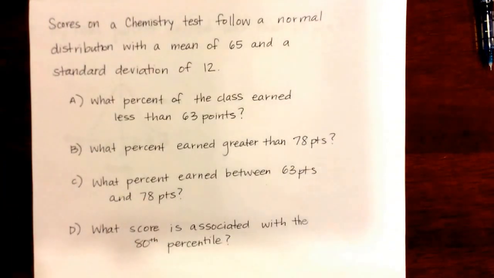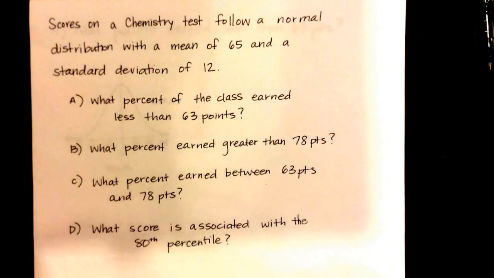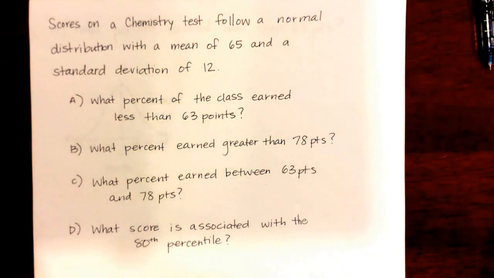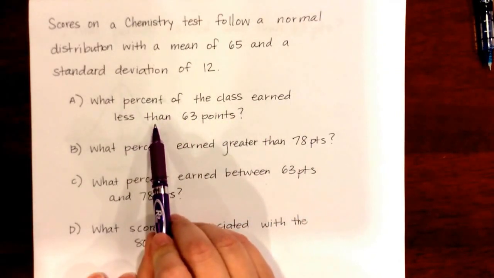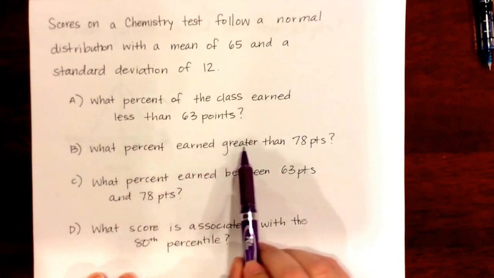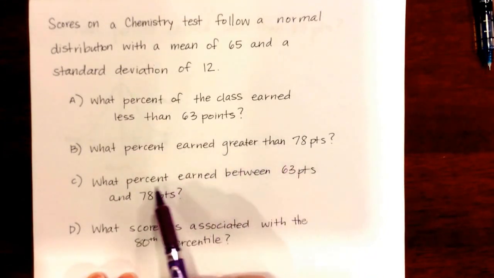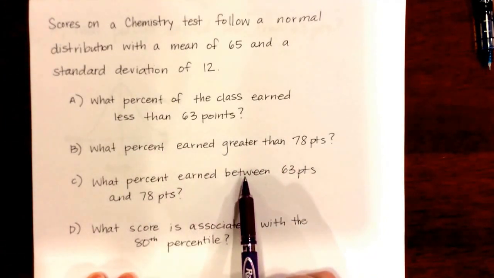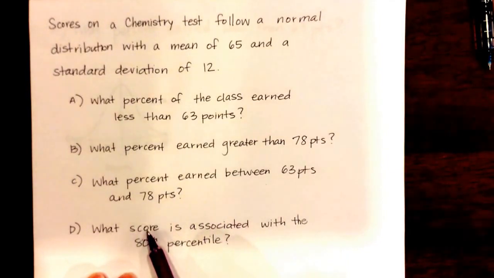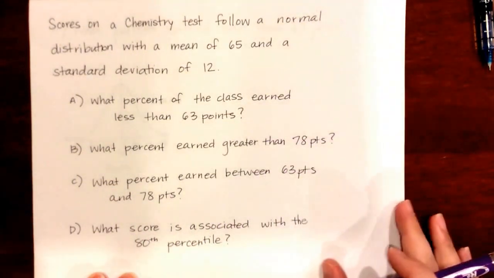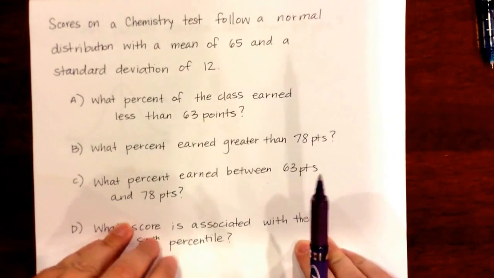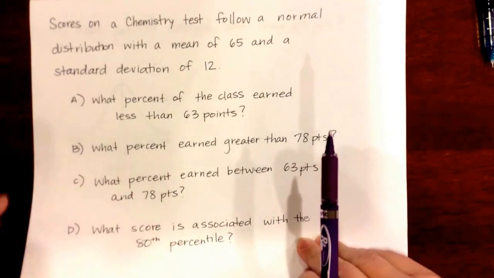All right, scores on a chemistry test follow a normal distribution with a mean of 65 and a standard deviation of 12. So we're going to figure out these four types of questions. What percent of the class earned less than? What percent of the class earned greater than? What percent of the class earned between? And what score is the 80th percentile? I'm going to show you how to write each one of these types of questions and how to write your notation, because I know that's something you guys want to work on.